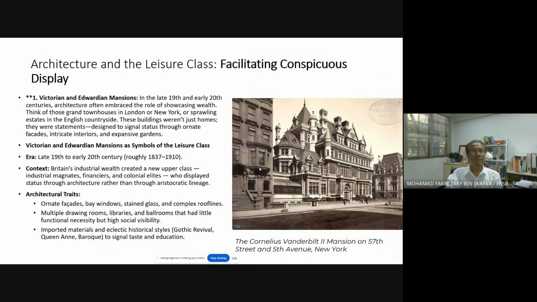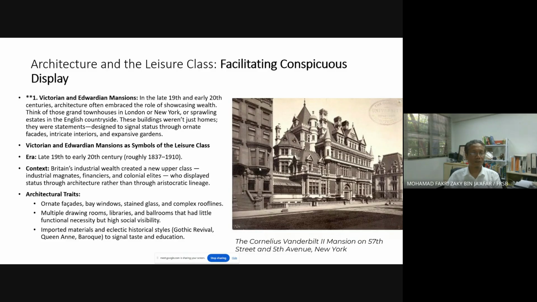Okay, so how did architecture respond to the leisure class? Okay, first it became a facilitator. Architects now can design Victorian and Edwardian mansions in the 19th and 20th century, to provide a symbol of status, to provide a symbol of class and stature for this group of people. In London and New York, a lot of these types of buildings were built.